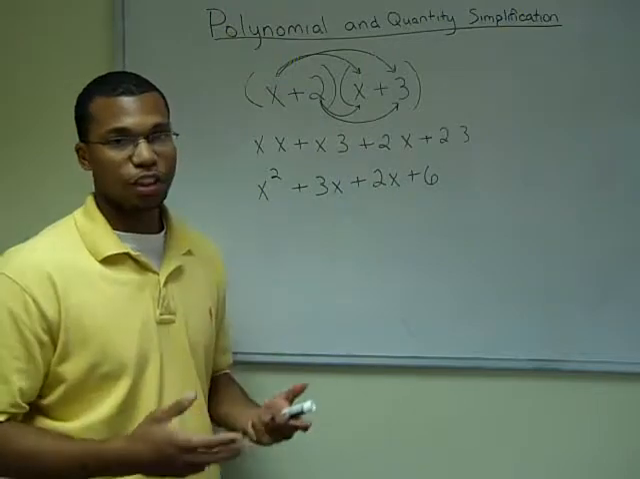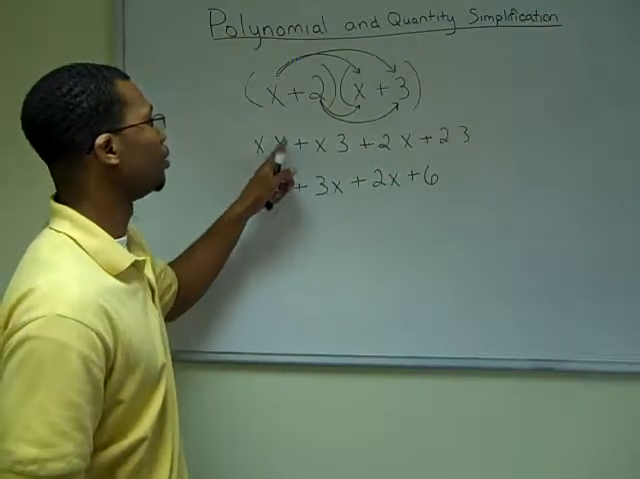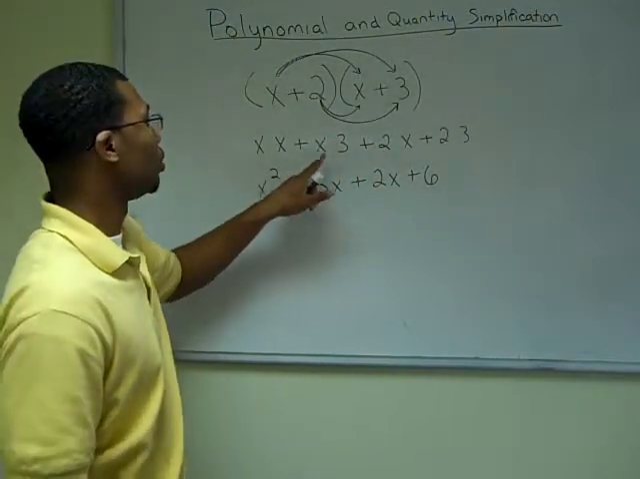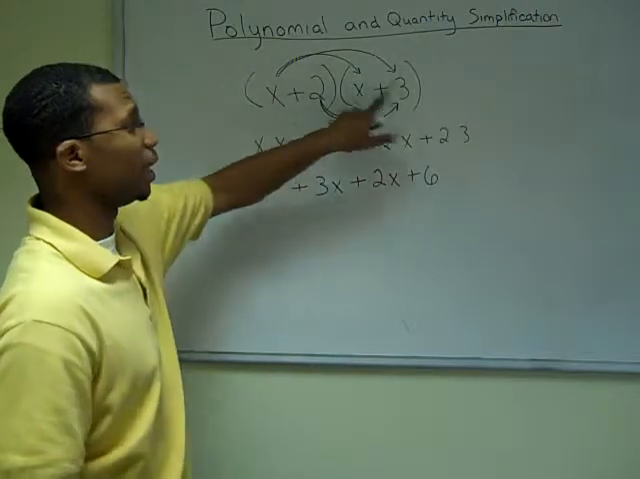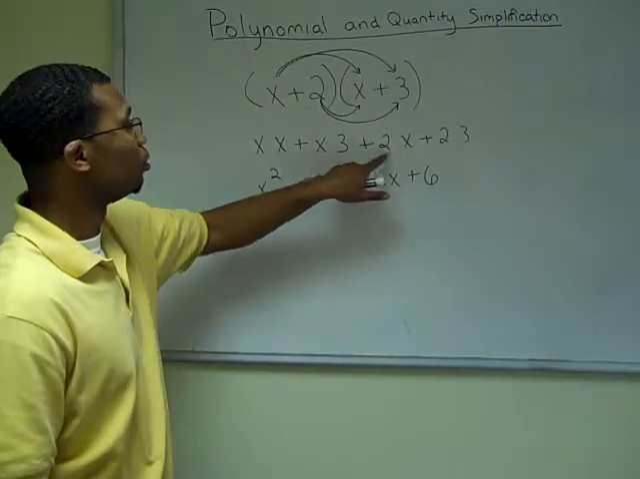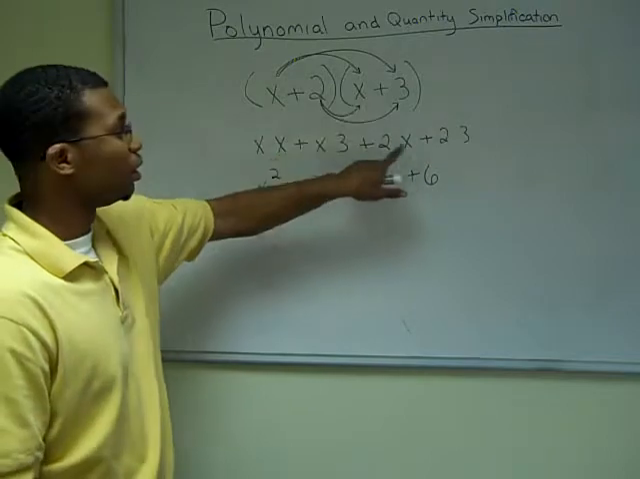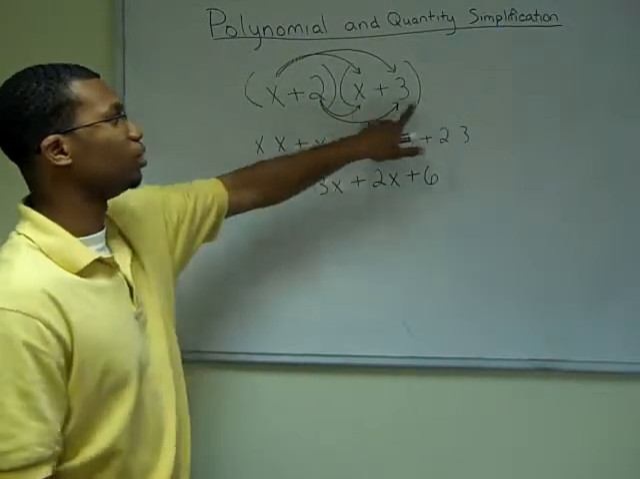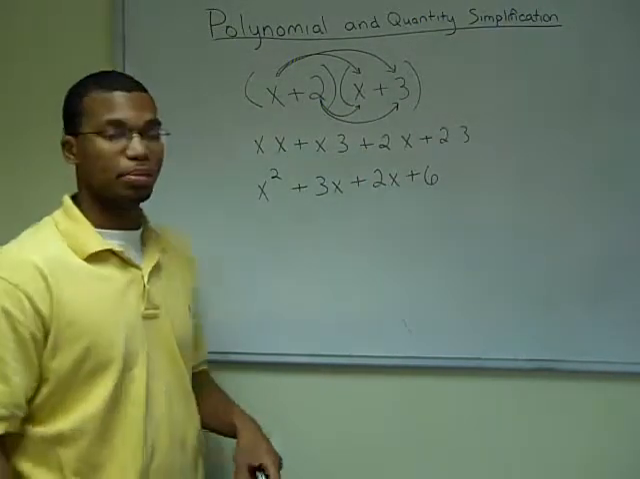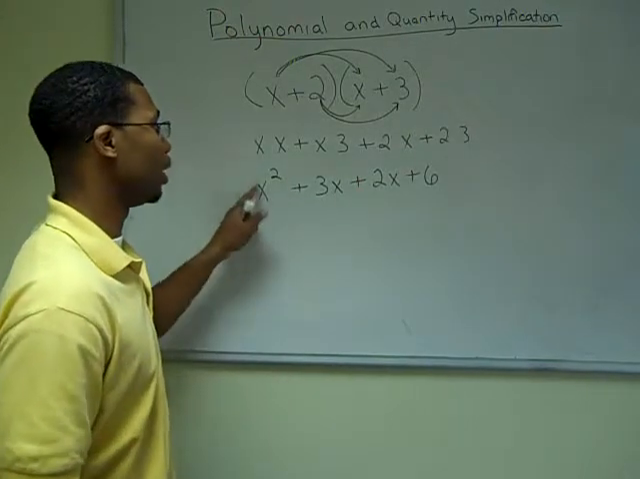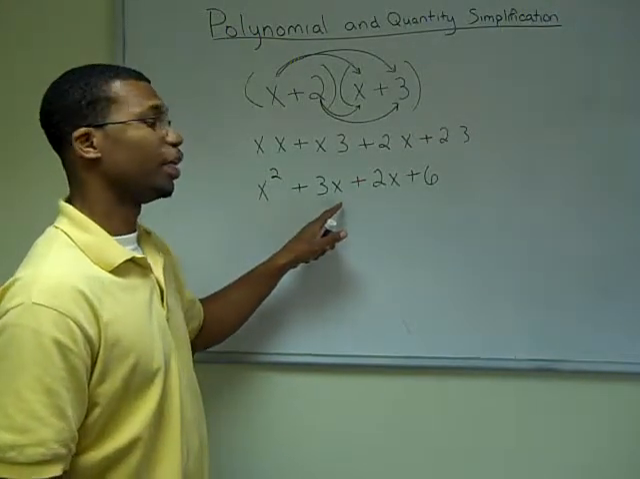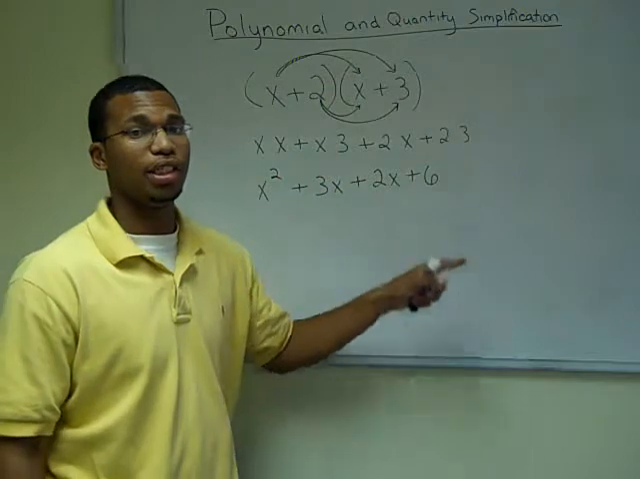All right, so this gives us a result of x times x from the x times x, x times 3 from the x times 3, 2 times x from 2 times x, and then also 2 times 3 from 2 times 3. By simplifying this result, we get x squared plus 3x plus 2x plus 6.